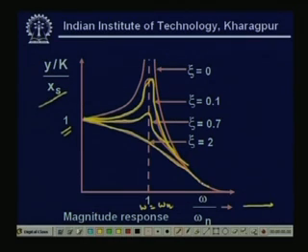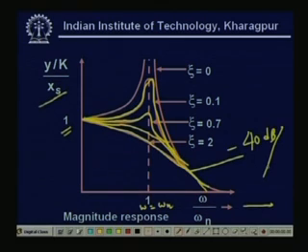Now, see here I have not plotted for xi equal to 1, the critically damped system. It does not matter, because the response for xi equal to 1 should look something like this. And this roll off you will always find is minus 40 dB per decade for a second order system. In the first order system, it will be minus 20 dB per decade. So, what does it mean actually? What is the significance of this curve?